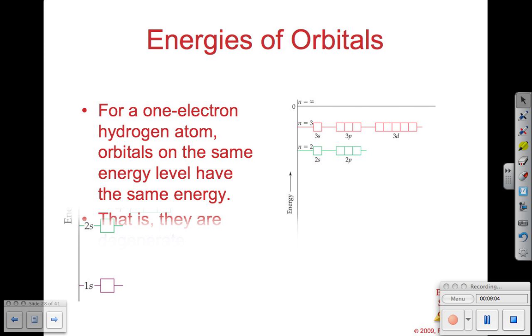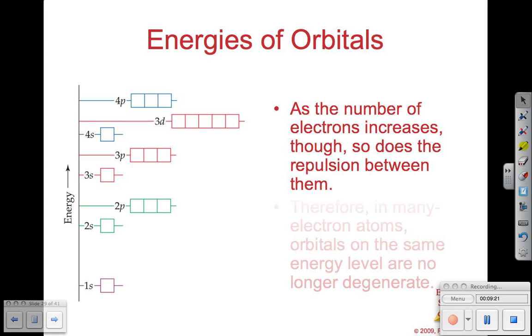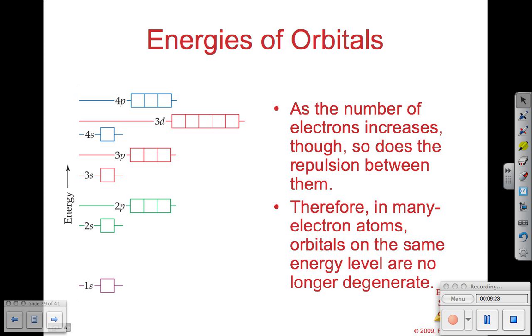Now it becomes more complex in a multi-electron system, because the electrons are repelling each other, and so when electrons get excited, there are more complex levels where the electrons will jump from one level to another. So in many-electron atoms, orbitals on the same energy level are no longer degenerate, meaning as electrons get excited or fill in, they do so in a particular order according to which spaces are the lowest energy for electrons to go into.